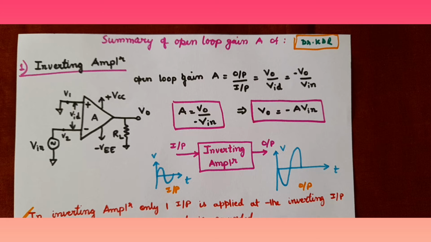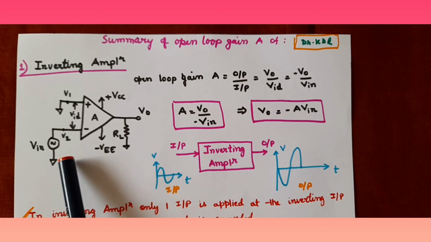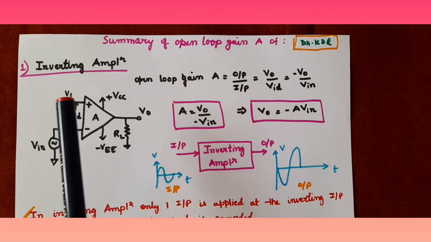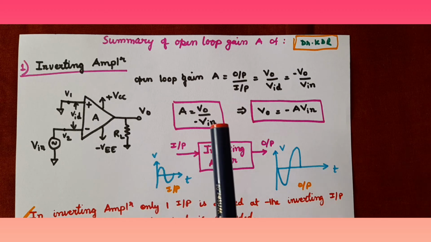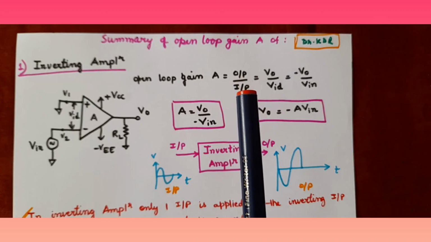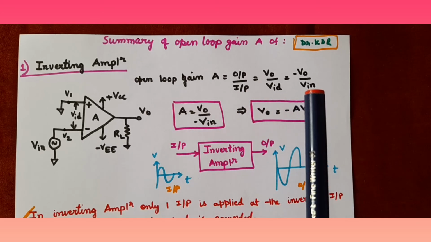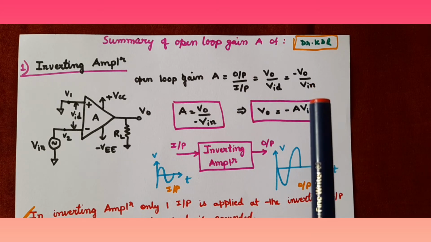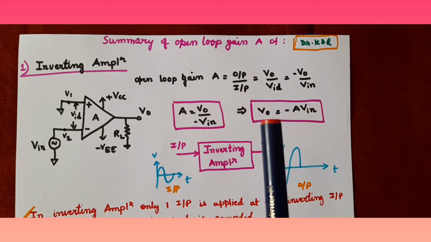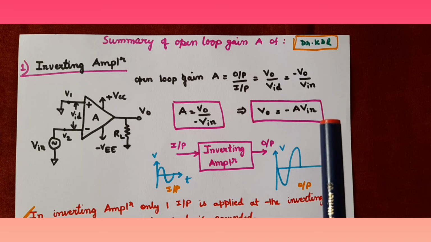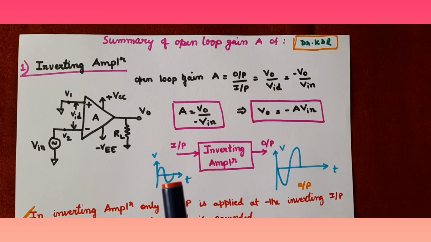This is a summary of the open loop gain of an inverting amplifier. It is an inverting amplifier because input is connected to the inverting terminal and the non-inverting terminal is connected to ground. Open loop gain equation, A is equal to V0 by VID, which is coming to be as minus V0 by Vin. On rearranging the terms, we get V0 is equal to minus A times Vin. And when we give a small amplitude signal to an inverting amplifier, it will be amplified at the output, but it is 180 degree out of phase with respect to the input signal.